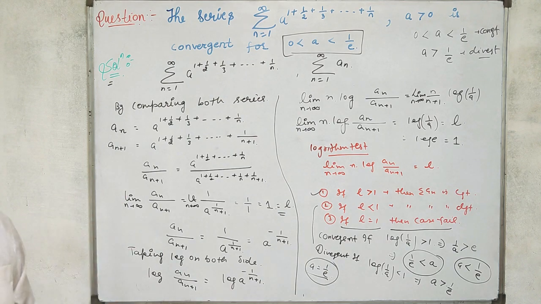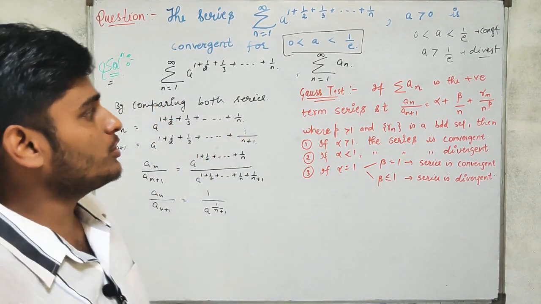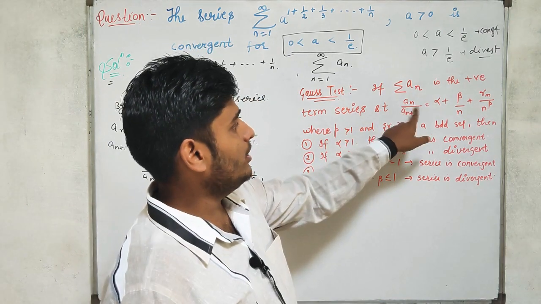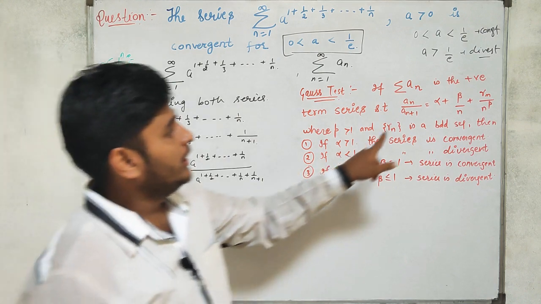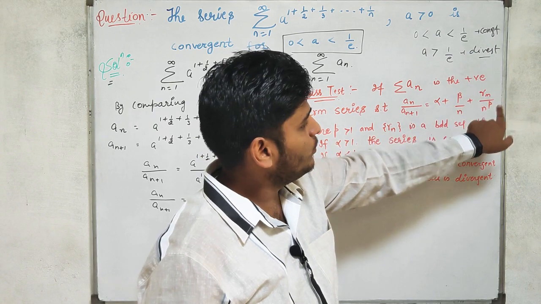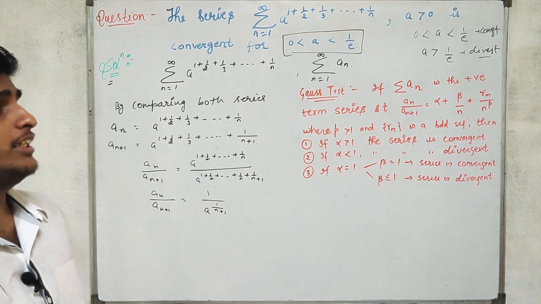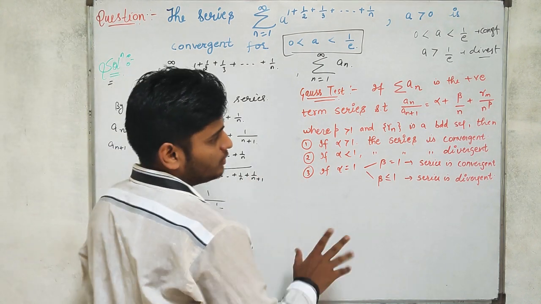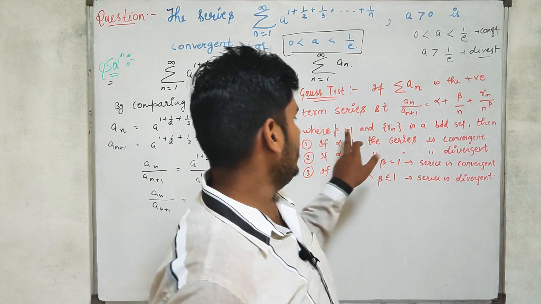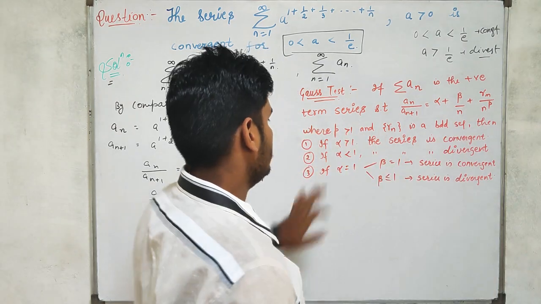What is the statement of Gauss test? If this is a positive term series such that the value of a_n upon a_(n+1) is equal to alpha plus beta by n plus gamma_n upon n raised to power p, where p is greater than 1 and gamma_n is a bounded sequence. If you replace n by another value like n plus 1, the result is also applicable here.